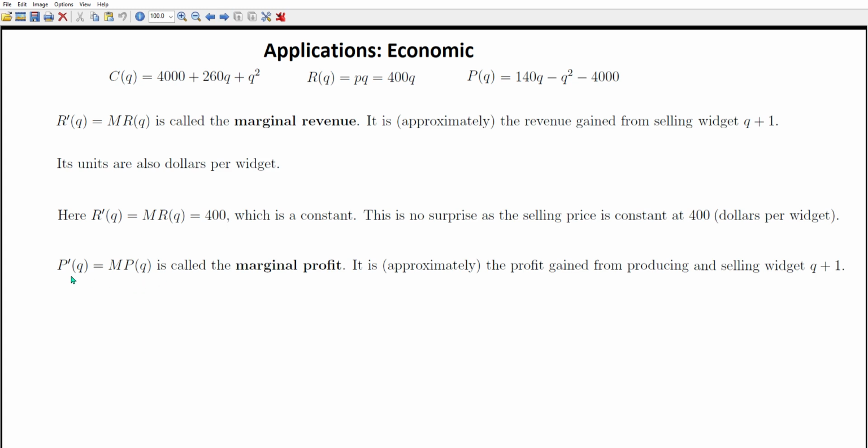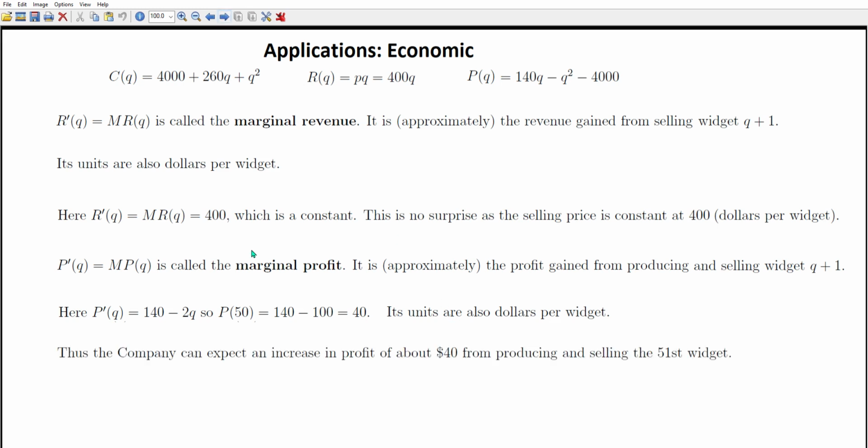And P prime of Q is called the marginal profit. It is approximately the profit gained from producing and selling widget Q plus 1 if we've already produced and sold Q of them. And when we do the calculation, the derivative of P of Q is 140 minus 2Q, so P prime of 50 is 140 minus 100, or 40. Its units are also dollars per widget. Thus, the company can expect an increase in profit of about $40 from producing and selling the 51st widget.